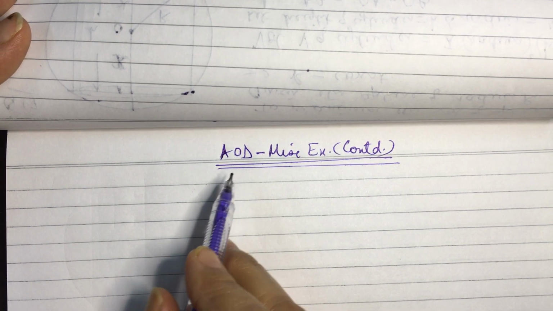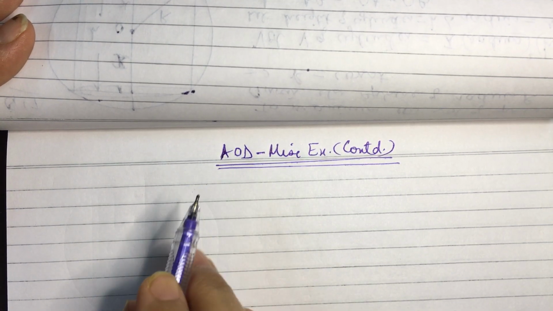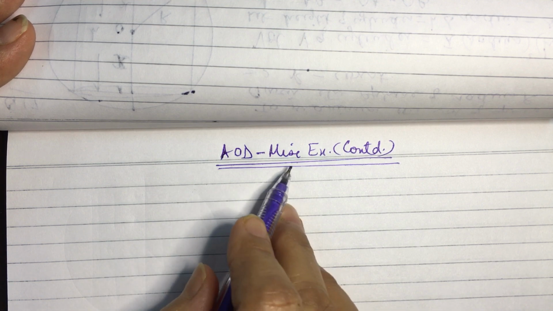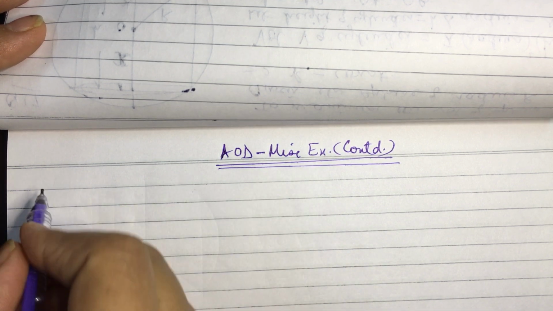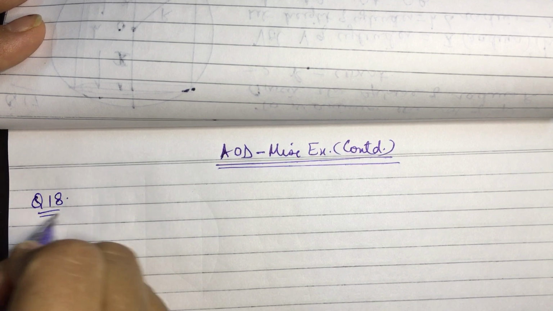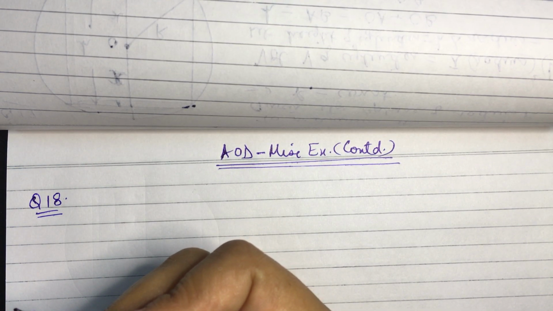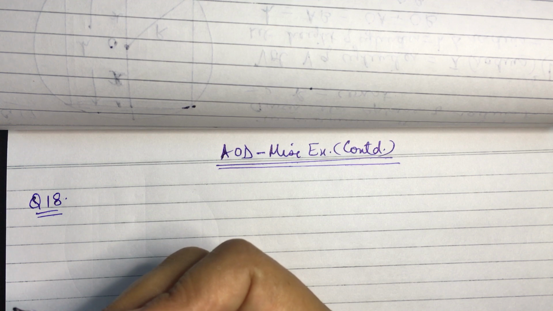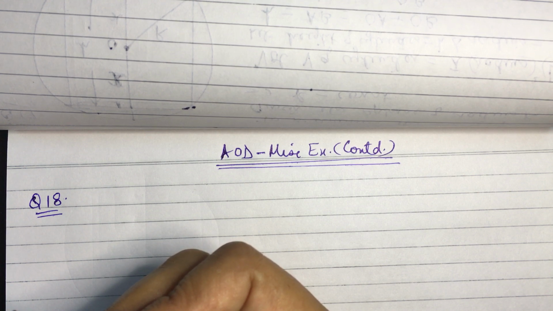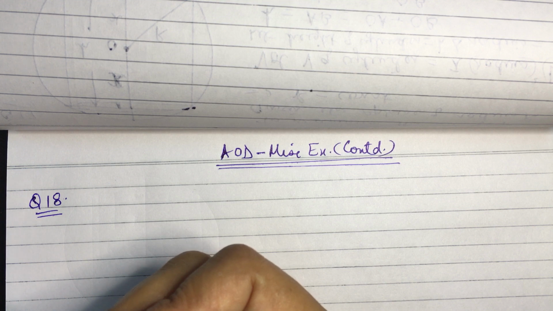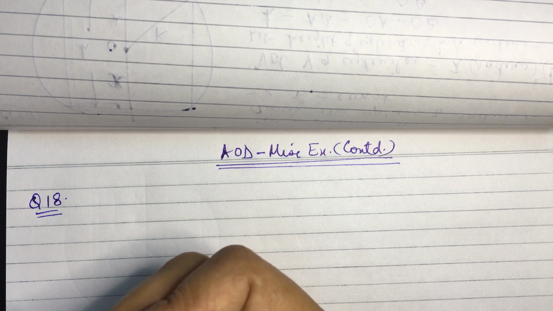Good morning. Today we are going to take another very important question of the miscellaneous exercise, question number 18. Now the question says that show that the height of a cylinder of greatest volume which can be inscribed in a right circular cone of height h and semi-vertical angle alpha is 1/3 that of the cone and the greatest volume of the cylinder is 4/27 pi h cube tan squared alpha.